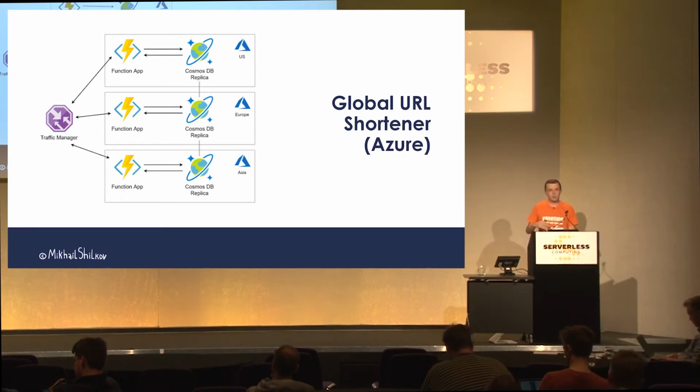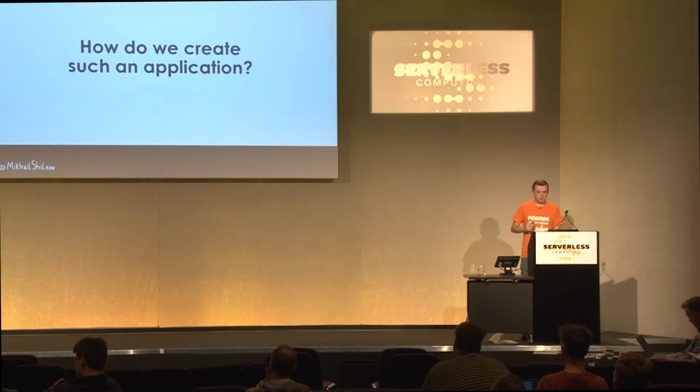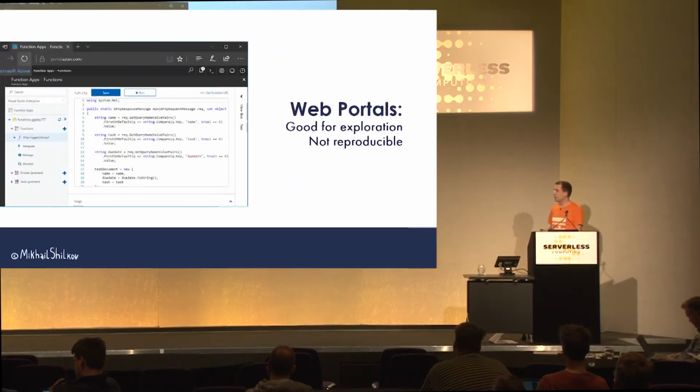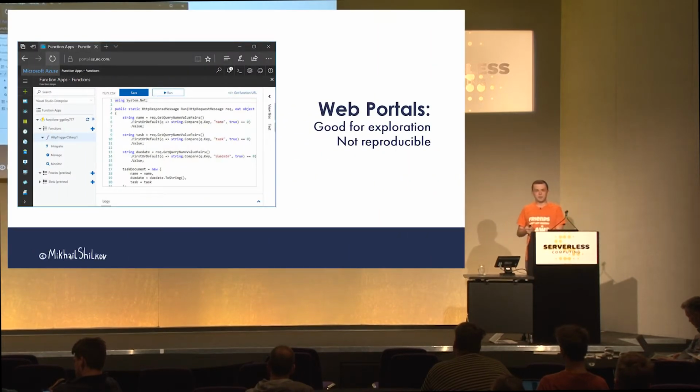Also, there are a number of places where you can misconfigure it. For example, replicate Cosmos DB data to a region where you don't have a function app, or configure a function app to connect to the wrong region, or misconfigure Traffic Manager. So the mistakes can happen here. So how do we actually create this application? That's the question for the rest of my talk. The default answer is that you go to the portal and you start clicking.